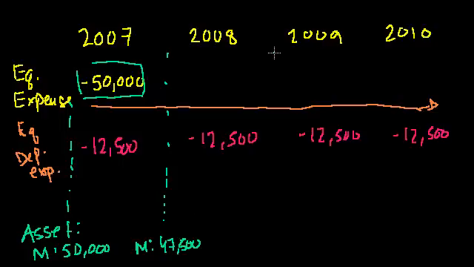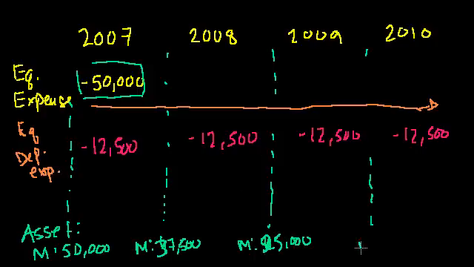$37,500. And then at the end of 2008, beginning of 2009, our balance sheet under the assets, the machine, if they gave us that level of granularity, would be 12,500 less than that. So the machine is $25,000. And then another 12,500 on the books. It'll say the machine is worth $12,500.